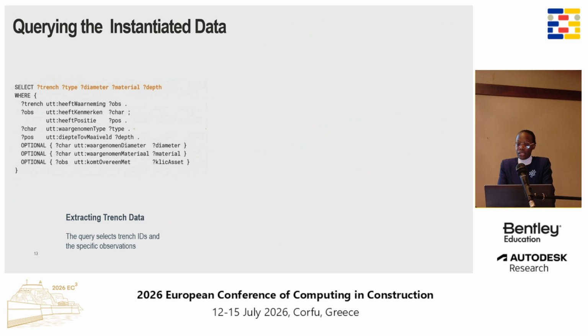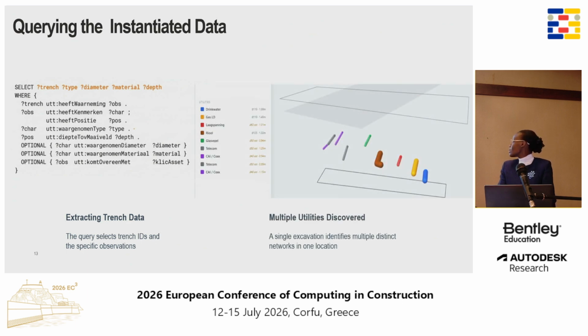Now, once the field data is instantiated into the ontology, it becomes queryable. And this is also another innovation from what exists right now in the Dutch utility industry, where the query can identify the type of the pipe, the observation that was made, the diameter, the materials, the property that is used, and even the depth of cover, as is seen here, where the 3D is rendered.